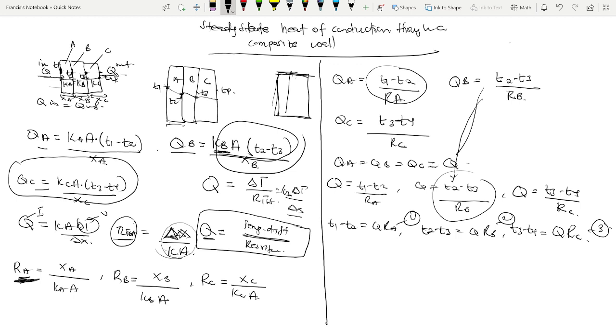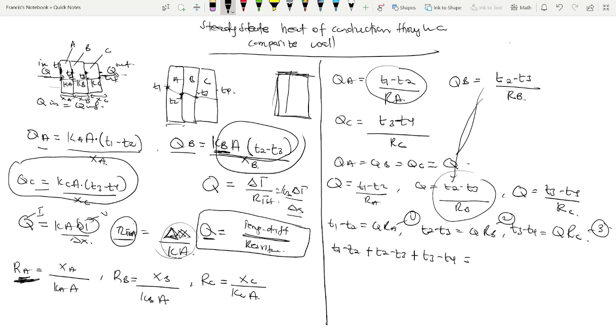So now let's try and add equations 1, 2, and 3. When we are adding them, we are going to get T1 minus T2 plus T2 minus T3 plus T3 minus T4. So someone will ask, why are we adding? We are adding to get the overall heat transfer, even though they are the same. True, they are the same through each wall, and even at the end and at the start. We are adding them to get the overall temperature difference, right?